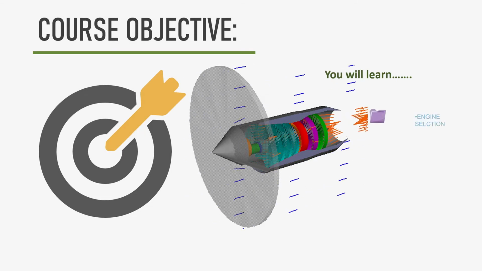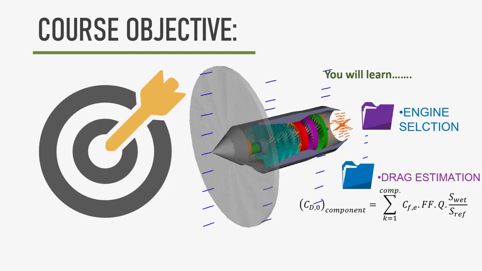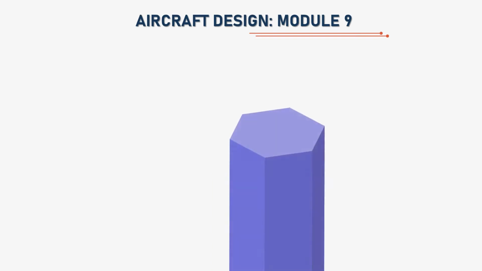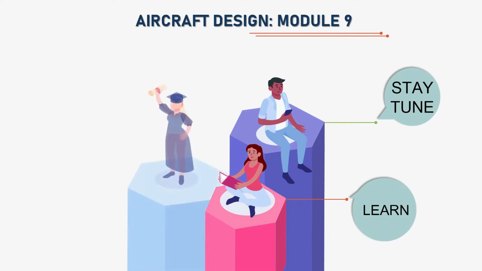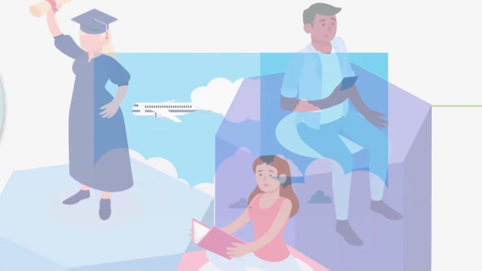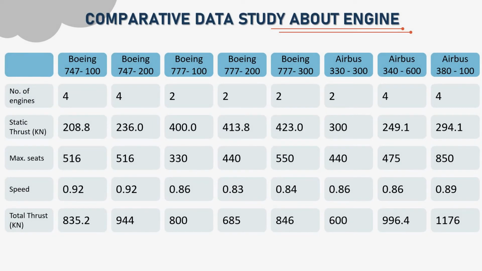Dear viewers, today you will learn about the aircraft engine selection process, drag estimation of each component of an aircraft, and the total drag force acting on an aircraft during cruise, takeoff and landing. So stay tuned till the end of the video to learn how to apply this in your aircraft design. This video is specially for graduate level students to perform design of aircraft in their academics. Any design begins with the historical or literature survey of your specific aircraft.